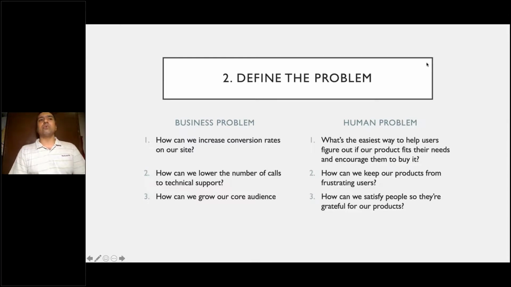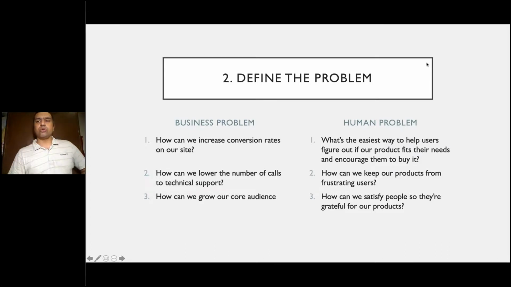You only call the support when you're frustrated with the product that they're providing you, when you're frustrated with the experience of the product which you are using. So if I put it from a human problem perspective, how can we keep our products from frustrating users? Number 3, how can we grow our core audience? That's the business problem. From a human problem, how can we satisfy people so they are grateful for our products?